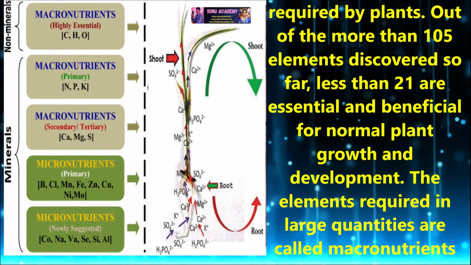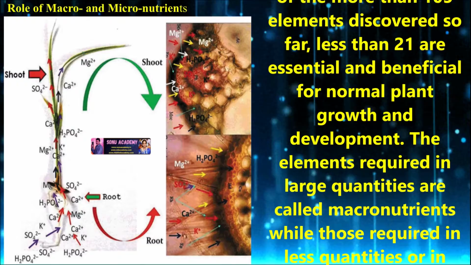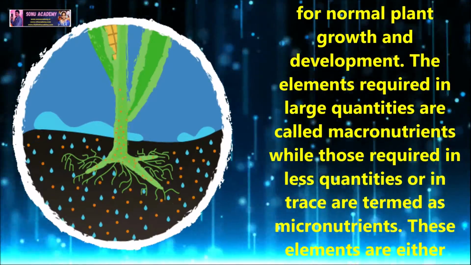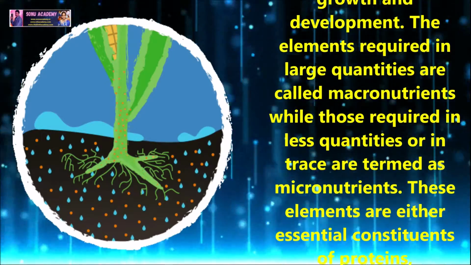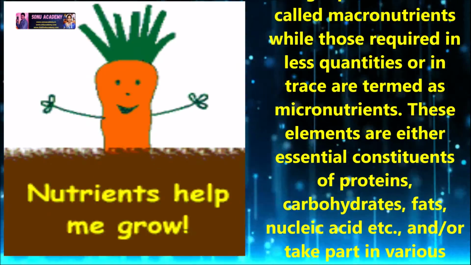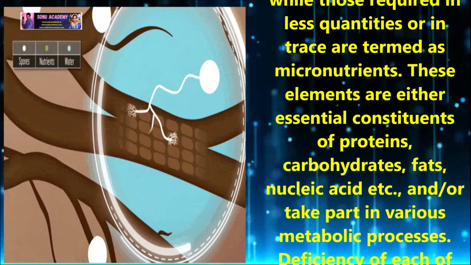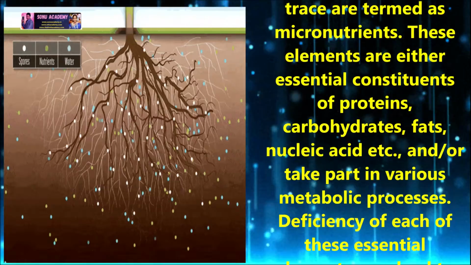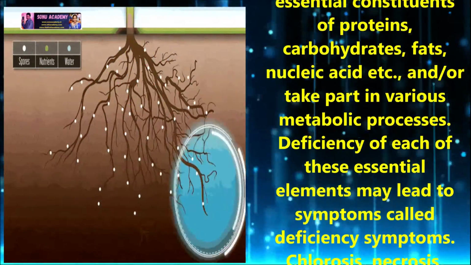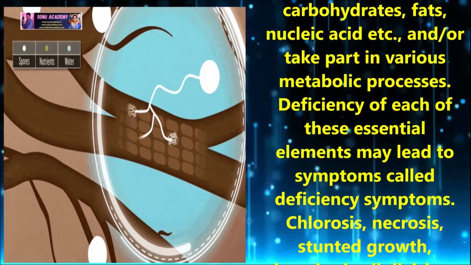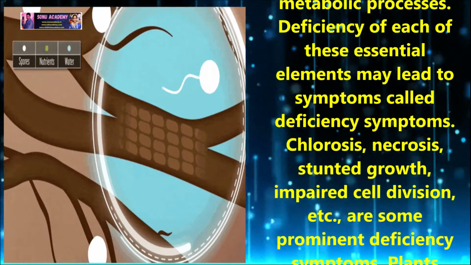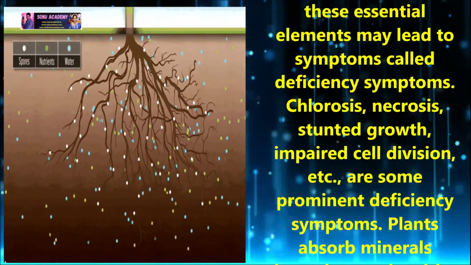The elements required in large quantities are called macronutrients, while those required in less quantity are called micronutrients. These elements are either essential constituents of proteins, carbohydrates, fats, nucleic acids, etc. Children, the deficiency of these essential elements may lead to symptoms called deficiency symptoms. Chlorosis, necrosis, stunted growth, impaired cell division, etc. are some prominent deficiency symptoms.